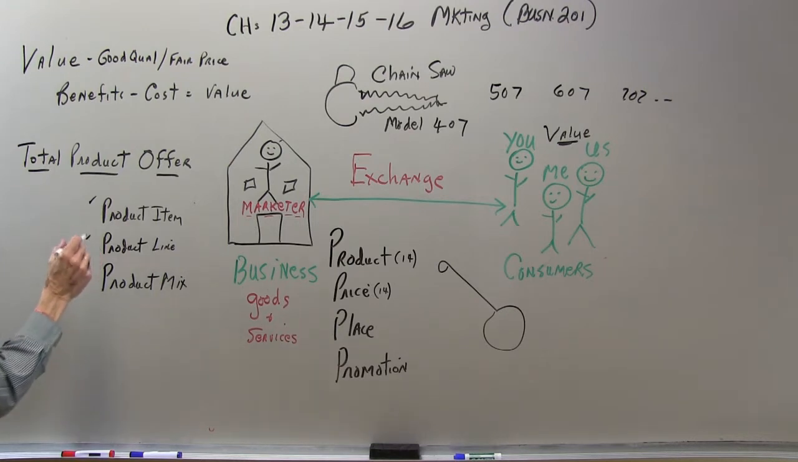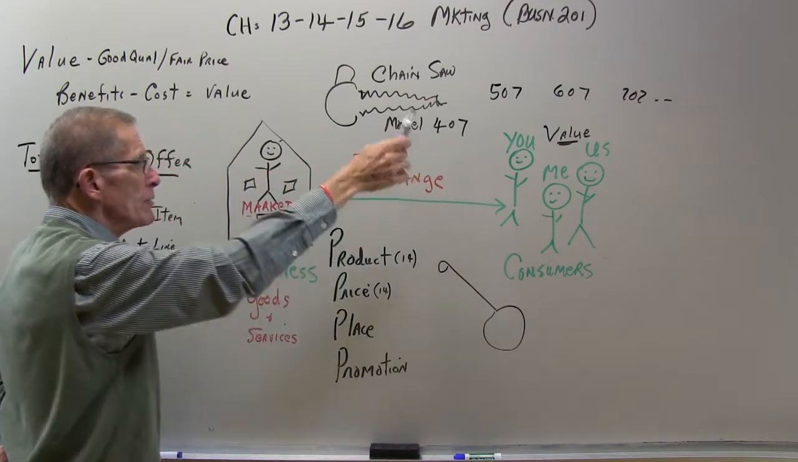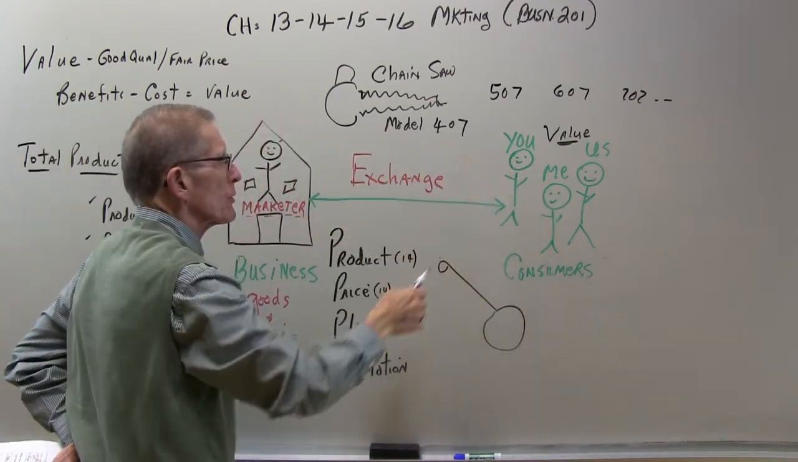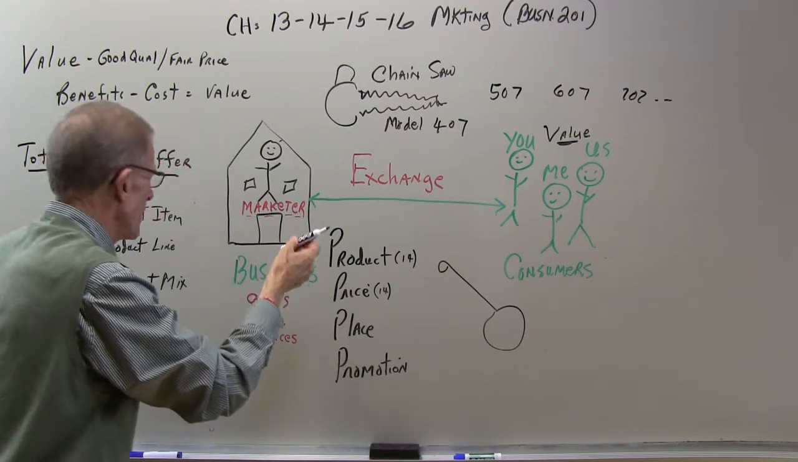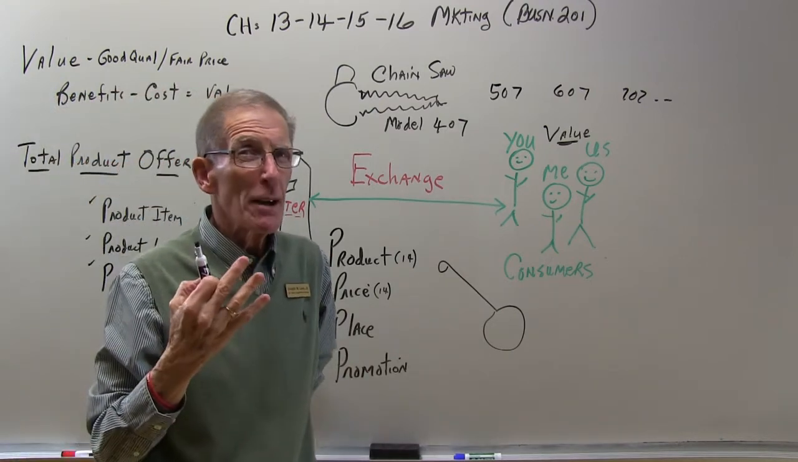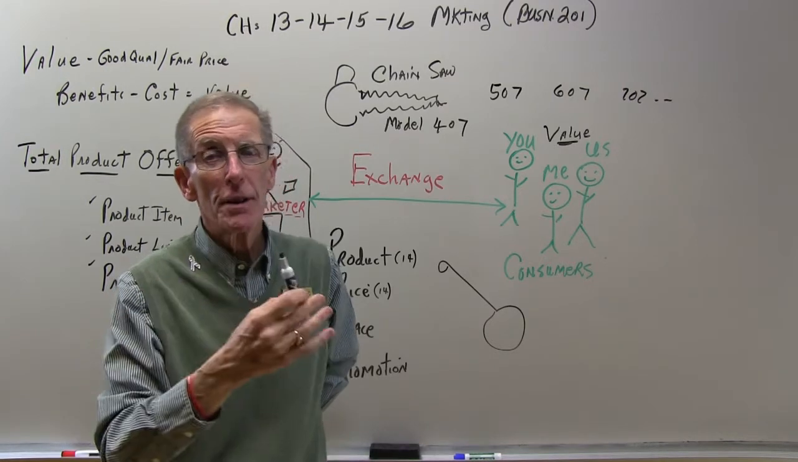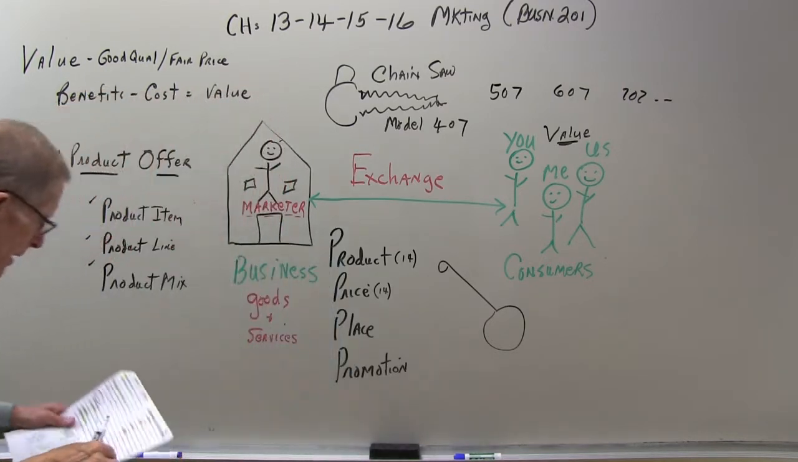Is a product item important to the marketer? Yes. Their product line? Yes. How they put together their product mix. The line that they offer needs to try to meet the needs of their various customers, and the different mix is like Procter & Gamble. If they're going to produce toothpaste, how about toothbrushes? Kind of work together.